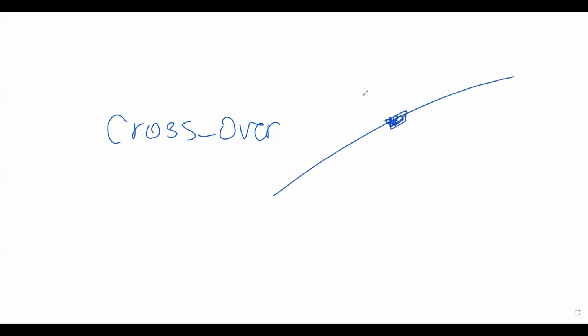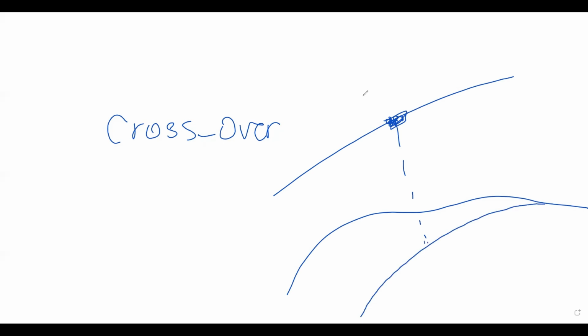Another concept is crossover. What is crossover? Let's see. I have an altimetry satellite moving along the orbit, and this is the Earth surface. The satellite has a ground track like this, and this is the ascending track. Ascending track means that the satellite goes upward from the equator.